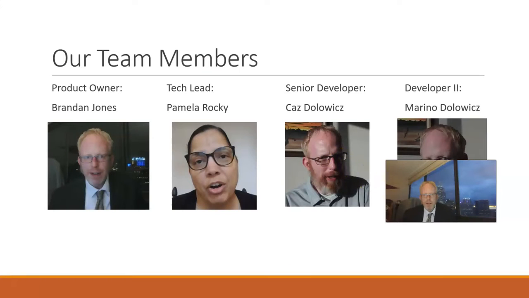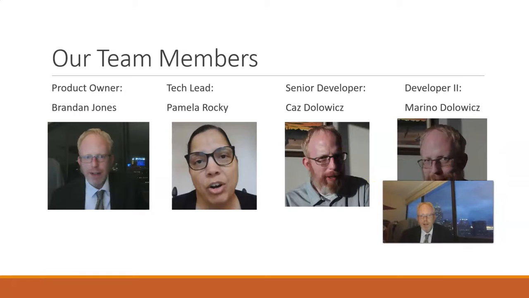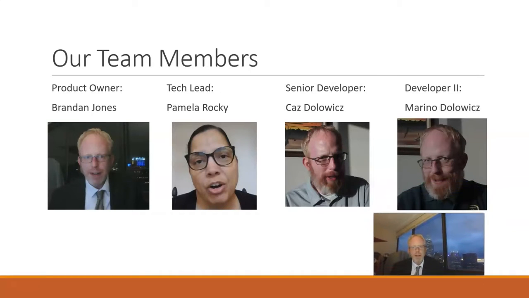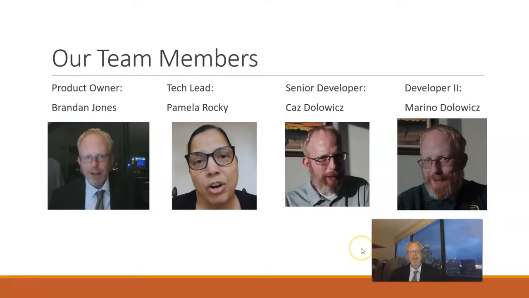So here's who's on the team. First of all, there's me. I'm the product owner, and I also serve the role as Scrum Master because it is a bit of a smaller team. Our tech lead is Pamela Rocky, also goes by Pam. And then we have a senior developer, Kaz Dolowitz, and developer 2, Marino Dolowitz. As you might guess, they're brothers, they're twins. So let's jump right in and refine some tickets.